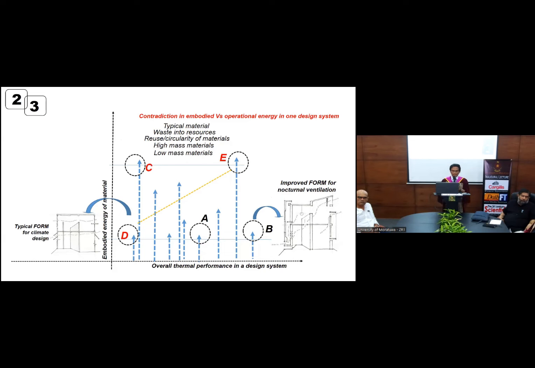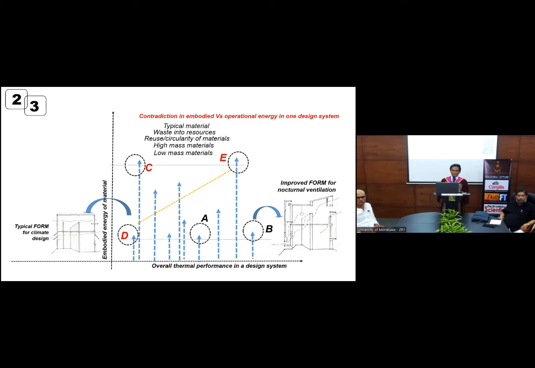Now C is having high embodied energy, and it is also applied in the wrong architectural space, so its performance is very poor. Then how about E? E is having materials with high embodied energy, but it is applied in a correct or more appropriate architectural space with night ventilation. So E performs well in the operation stage, but E has high embodied energy material.